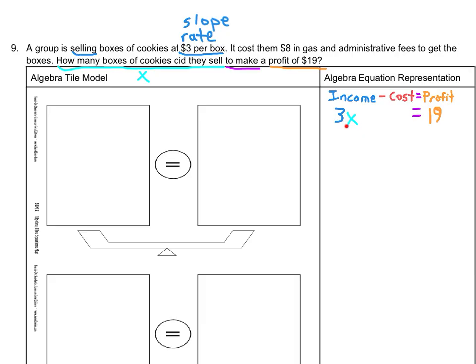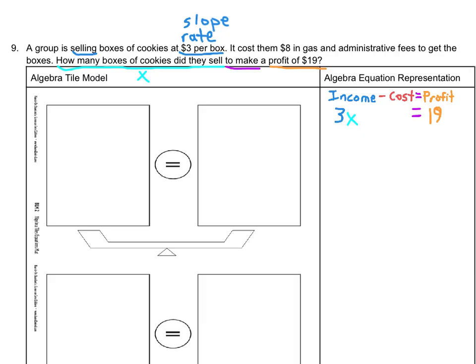If I want to say plus, I have to put a plus in between. If I want to subtract, I put a minus in between. If I want to divide, I'd have 3 over X, like a fraction. So 3X means multiply. Now we're going to subtract off our costs.